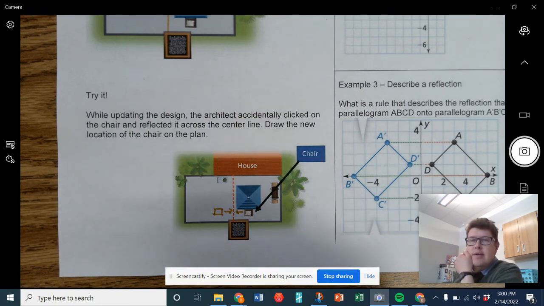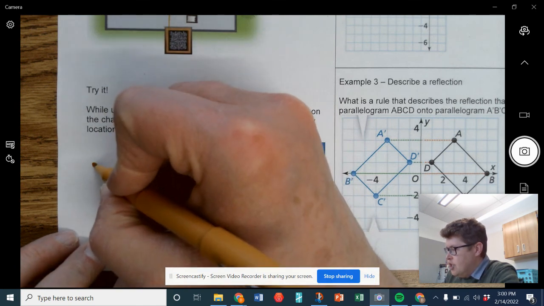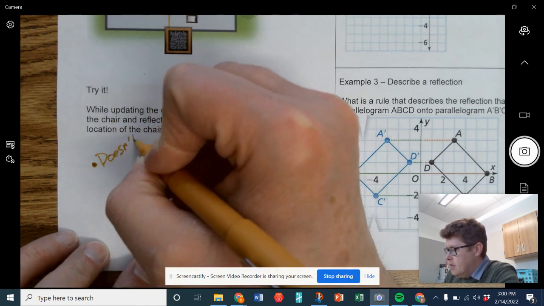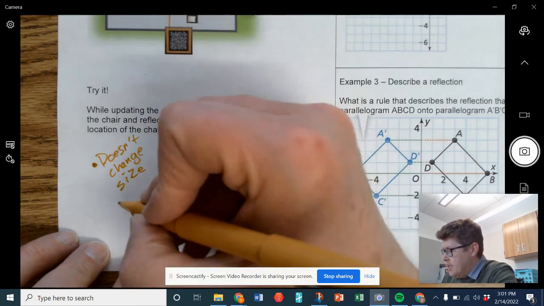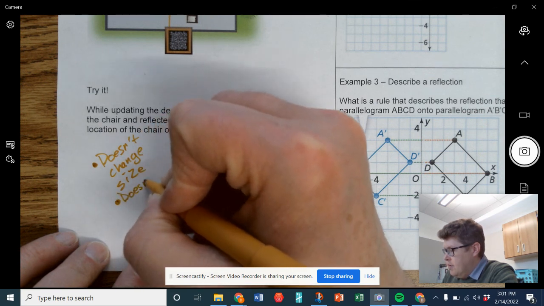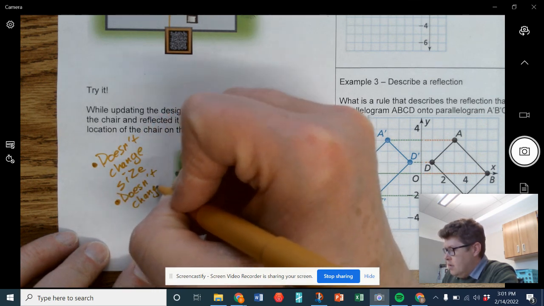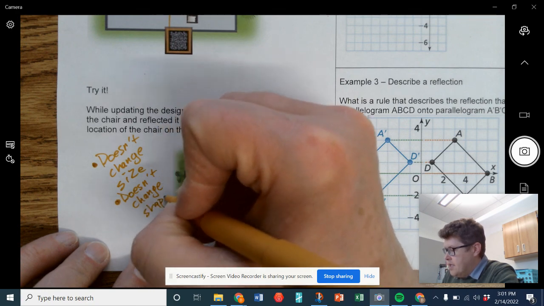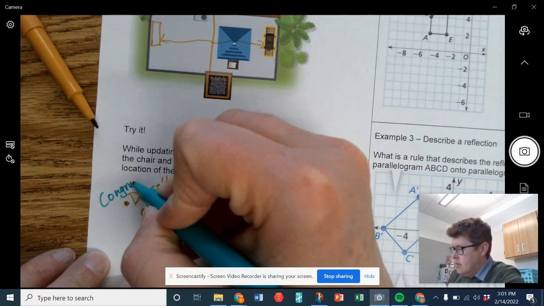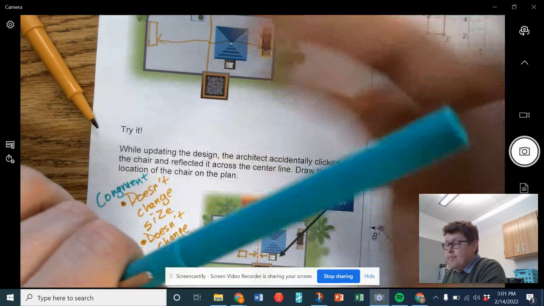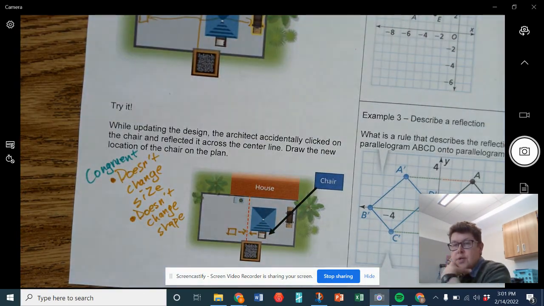Again, this doesn't change the size. Doesn't change the size, doesn't change the shape. Things that are the same size and the same shape are, hopefully you remember this word, congruent. So we're not doing transformations that change the size, yet anyway. The chair is still the same size. We haven't made it bigger or smaller. All that's changed is the position of it.